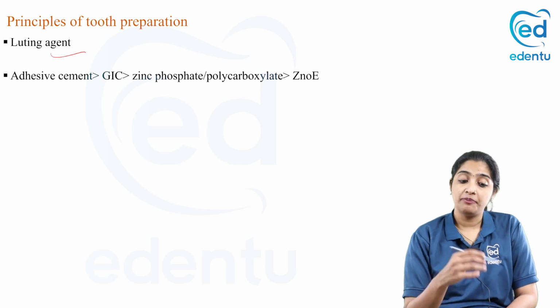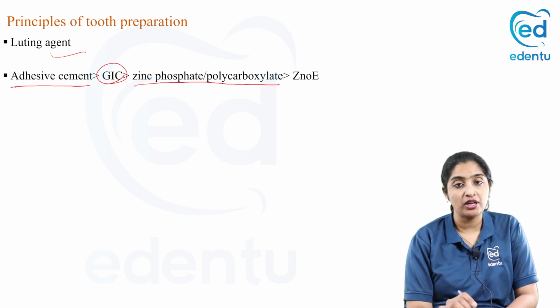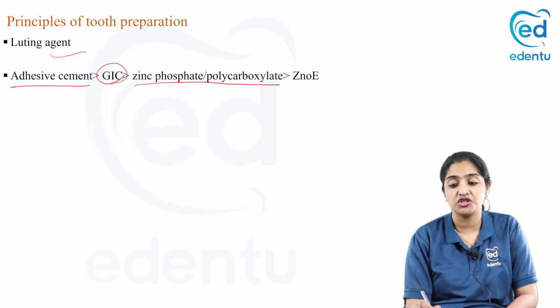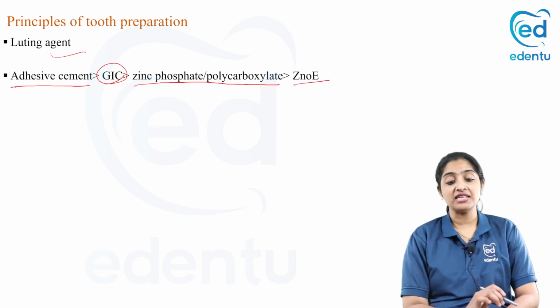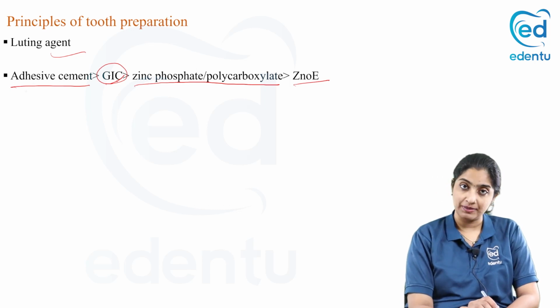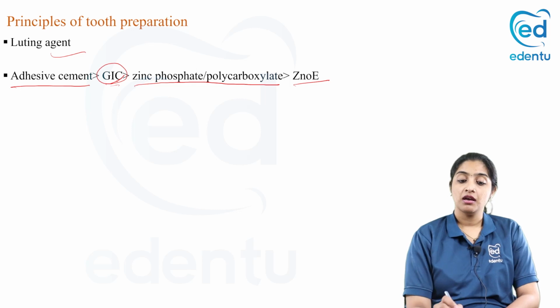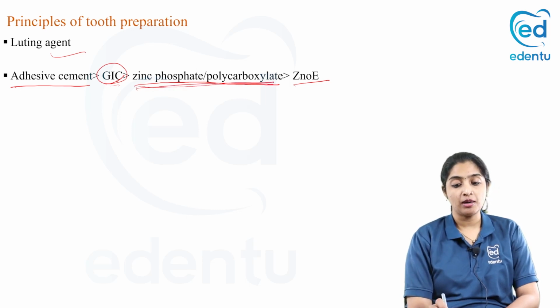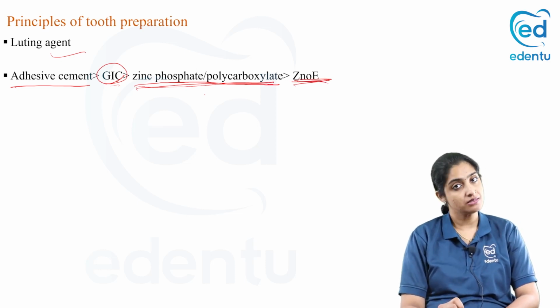In that, the best retention is by adhesive cement. Then comes GIC, or glass ionomer cement. Then it is zinc phosphate or zinc polycarboxylate, and the least retention is provided by zinc oxide eugenol. This is the reason why GIC and adhesive cements are classified under permanent cements. Zinc phosphate or zinc polycarboxylate are semi-permanent cements, and zinc oxide eugenol is usually a temporary luting cement.